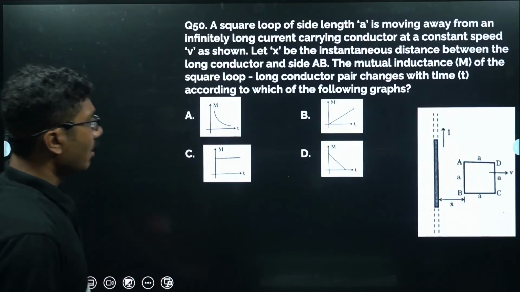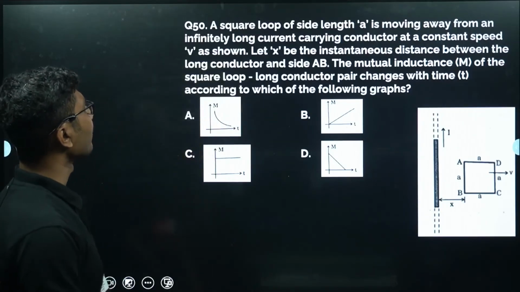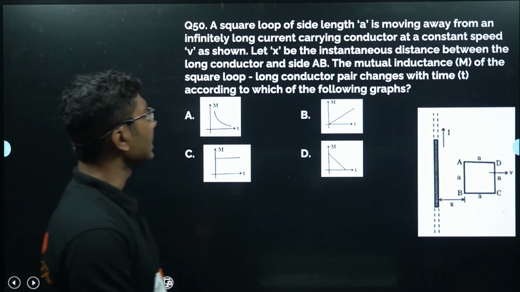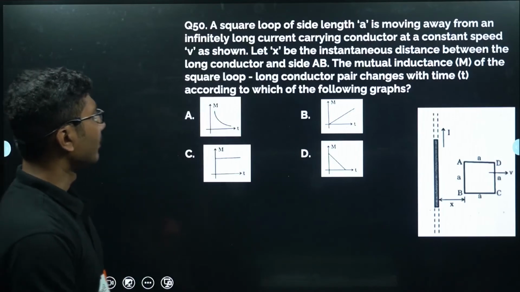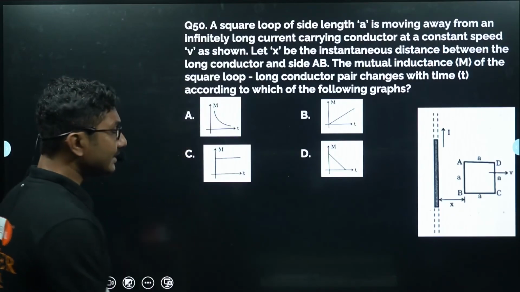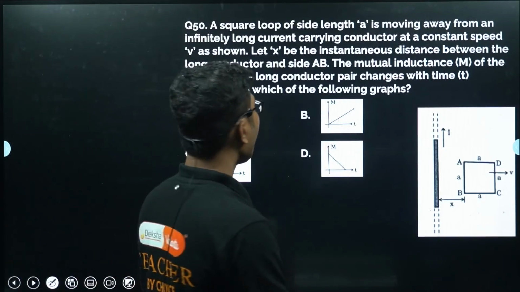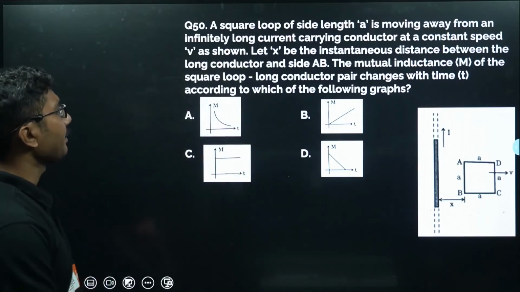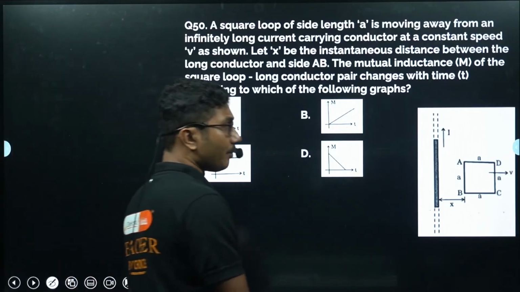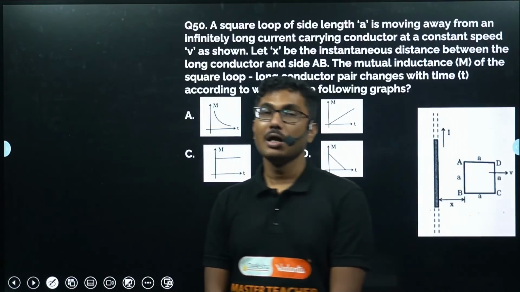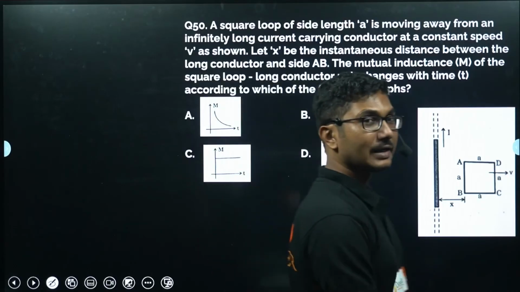Now, okay, a square loop of side length A is moving away from an infinitely long current carrying conductor at a constant speed v as shown in the figure. Let x be the instantaneous distance between the long conductor and the side AB. The mutual inductance M of the square loop and long conductor pair changes with time t according to which of the following graphs? So this is also a very complicated question if you try to understand each and every theory, but if you are smart and only use the basic relations, it is very easy.